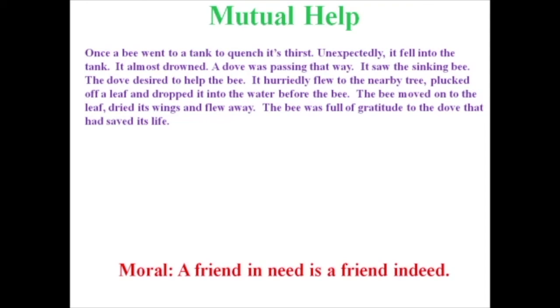It hurriedly flew to the nearby tree, plucked a leaf and dropped the leaf on the water. And the bee, what does it do? That is a rescue boat for the bee. That little floating leaf, immediately it starts moving towards the leaf and tries to climb on it. You can say dry leaf or green leaf, make it more imaginative. And finally, with a lot of tiredness, the bee climbs the leaf and settles on it.